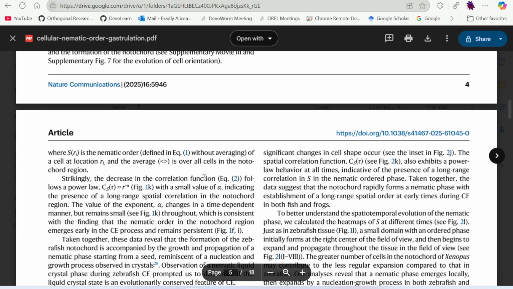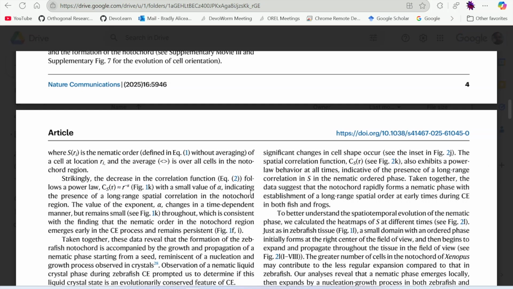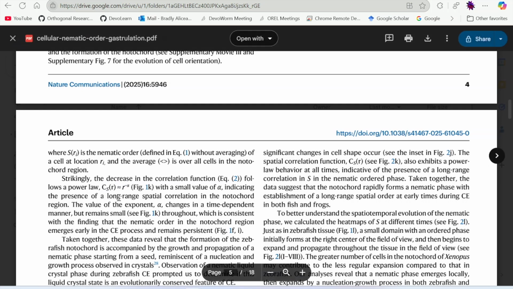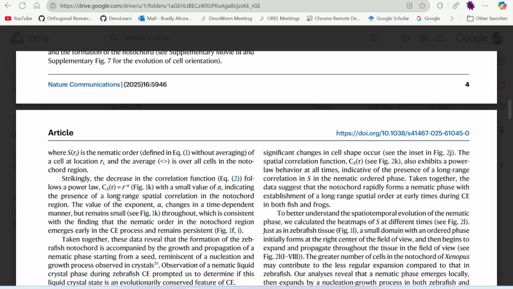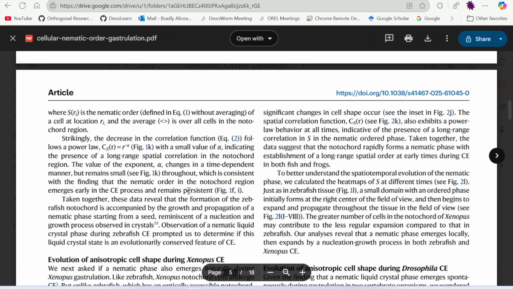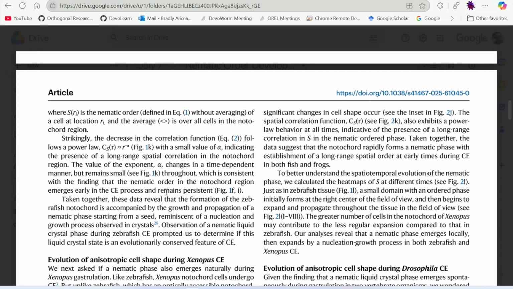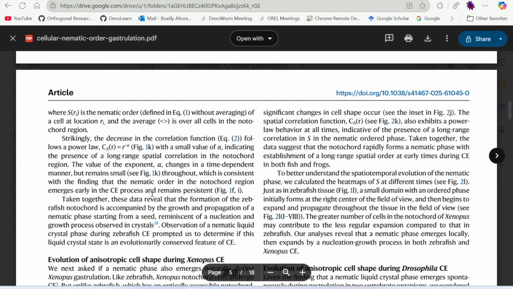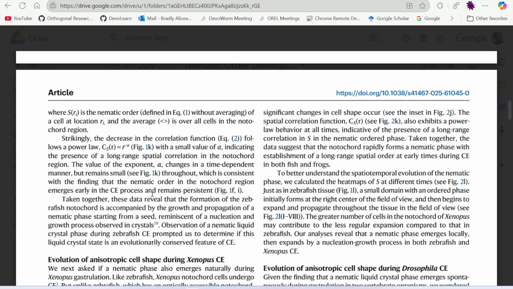Strikingly, the decrease in the correlation function follows a power law. And this is how you state that, with a small value for alpha, indicating the presence of a long-range spatial correlation in the notochord region. The value of the exponent alpha changes in a time-dependent manner, but remains small throughout, which is consistent with the finding that the nematic order in the notochord region emerges early in the convergent extension process and remains persistent. So this is where you get this early emergence and then this persistent effect.